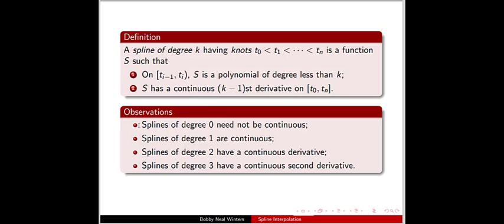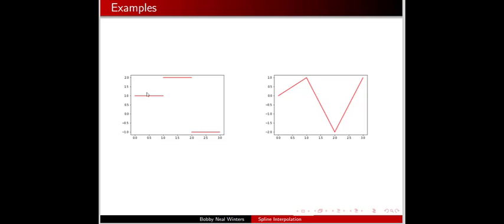First, some observations. Splines of degree 0 need not be continuous. Splines of degree 1 are continuous, but they won't have a continuous derivative. Splines of degree 2 will have a continuous derivative. And splines of degree 3, which is what we're going to be working on, have a continuous second derivative. Okay, and so let's look at an example.